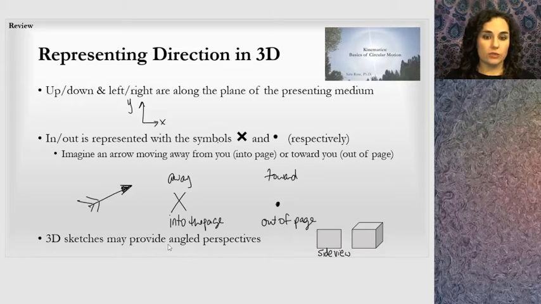3D sketches will also be useful at times. We can provide angled perspectives when we have a side view, as opposed to a contrast view where we can see multiple sides in a 3-dimensional picture.